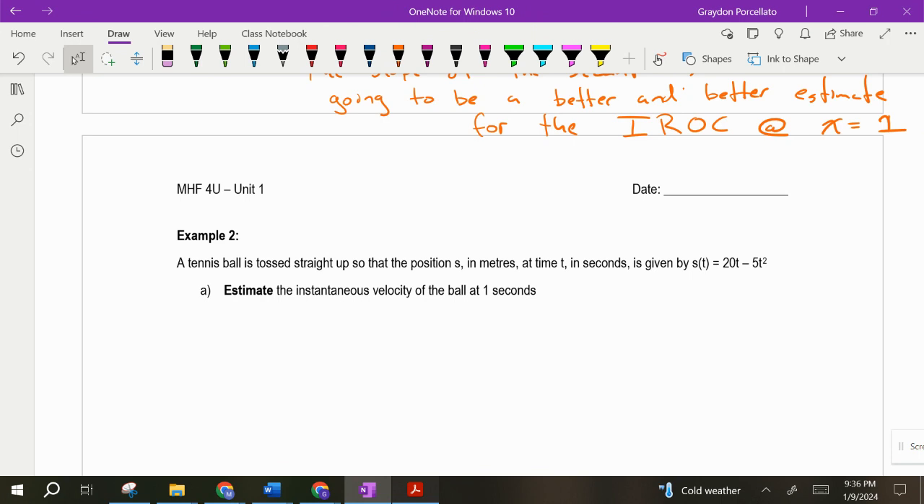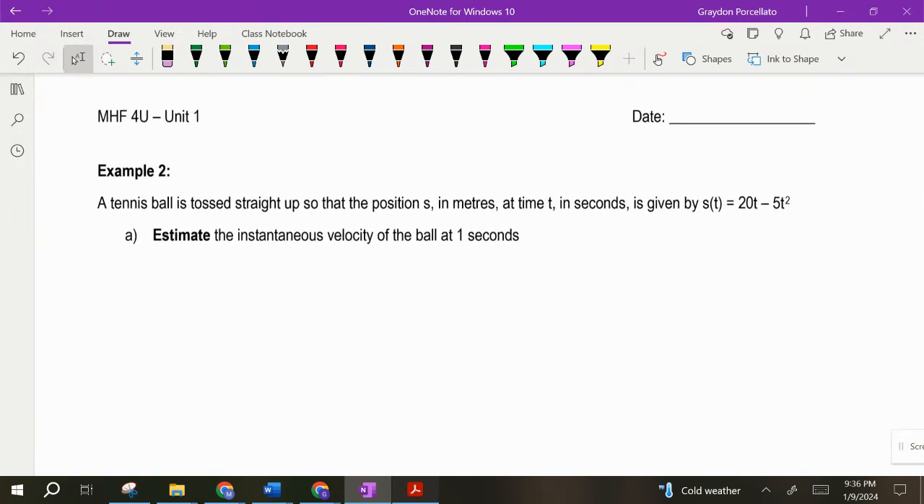All right, this one here, tennis. I love tennis. A tennis ball is tossed straight up. Typically, that's what you do if you're serving the ball. I throw the ball straight up into the air before serving it. So the position, which we represent with the letter S, in meters at time t in seconds, is given by this equation. It's telling us here to estimate the instantaneous velocity.